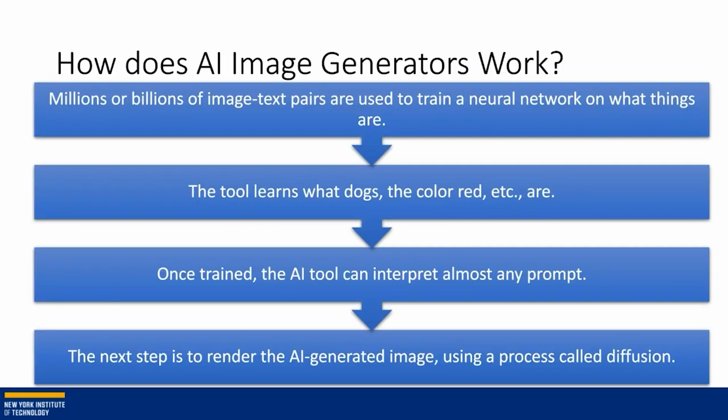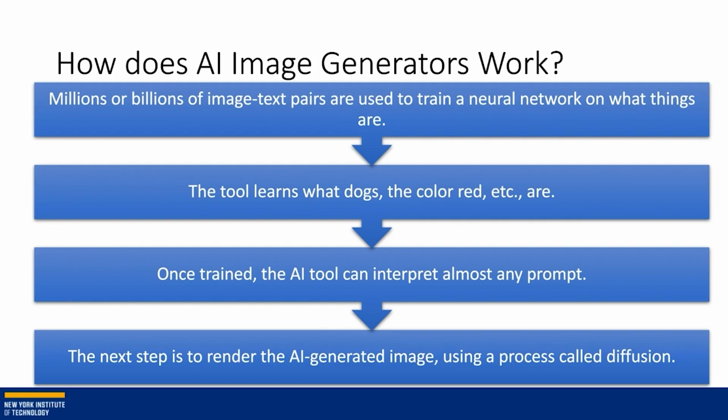So how does AI imaging actually work? They are trained on millions or billions of image-text pairs. So here's a picture of a dog. This is what a dog is. The tool learns what dogs are, the color red, etc. Here's the color red. This is red. Here's the color blue. This is blue. Once it's trained, the AI tool can interpret almost any prompt.